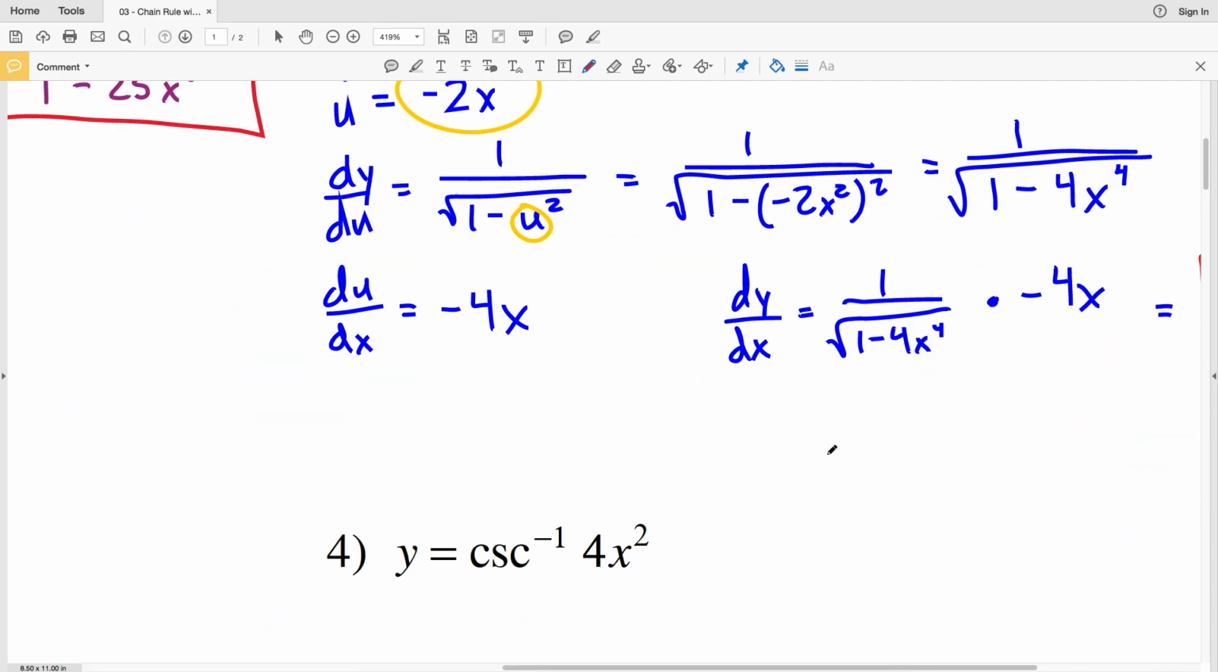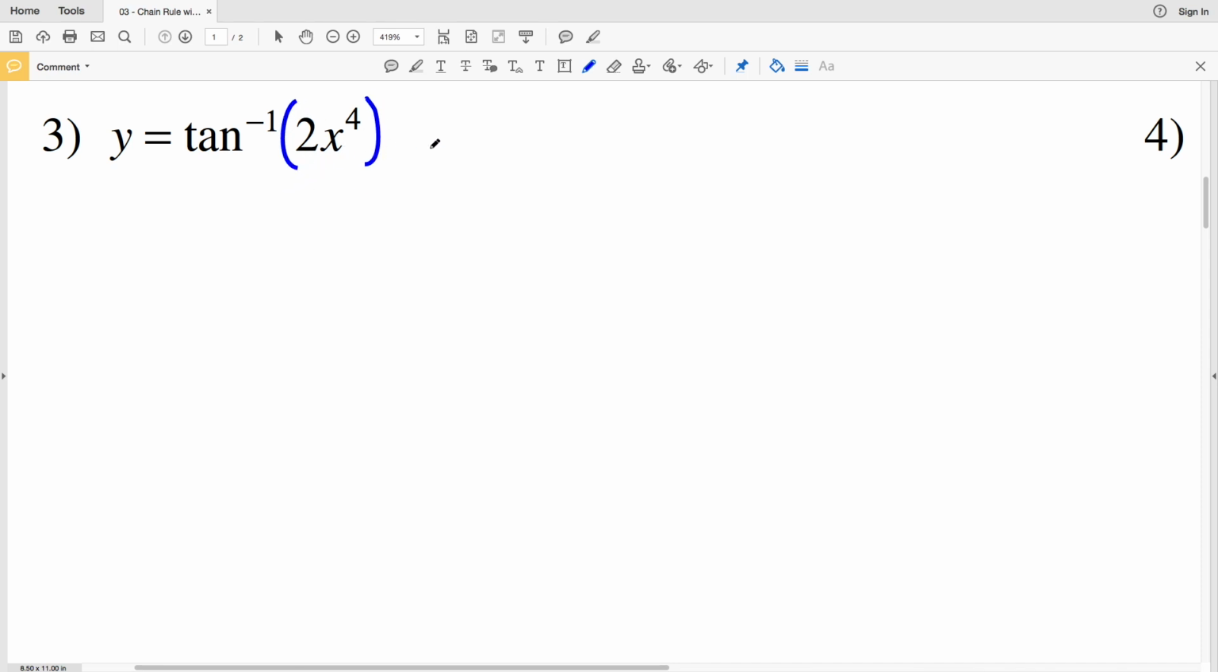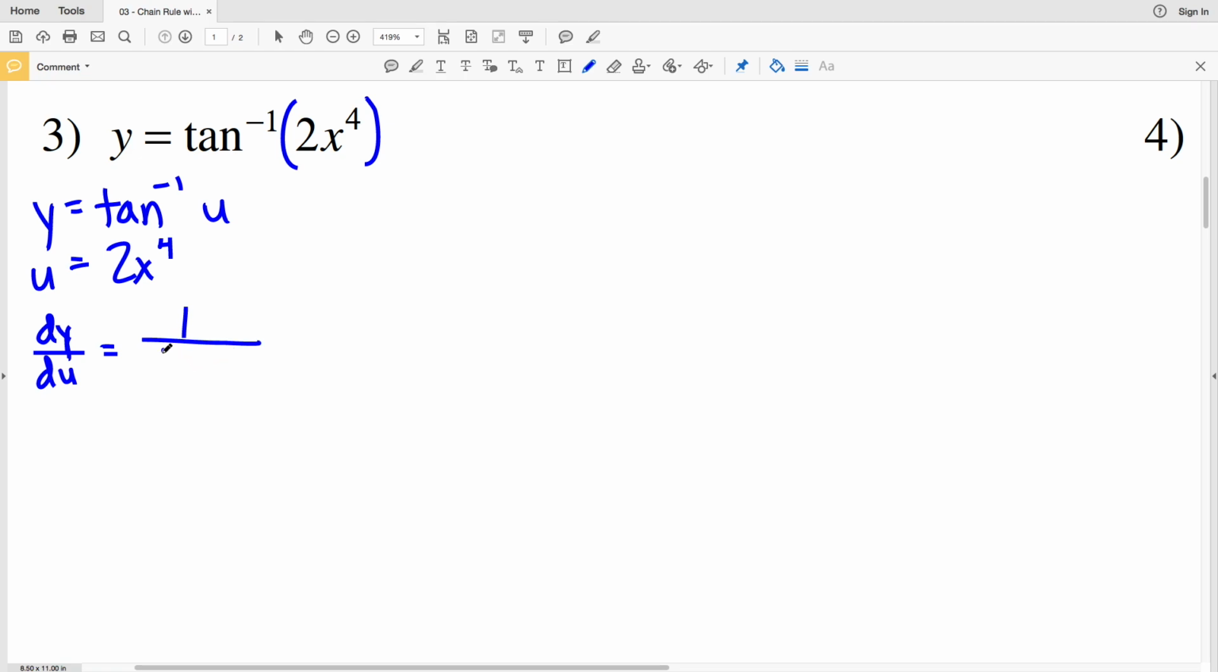Now, moving on to number 3, we have that y equals the inverse tangent of 2x to the 4th. So again, we're going to utilize that chain rule, setting y equal to the inverse tangent of u, and u is equal to that inside function 2x to the 4th. So the derivative of y with respect to u, that's going to be the derivative of the inverse tangent of u. The derivative of the inverse tangent is going to be 1 over 1 plus u squared.